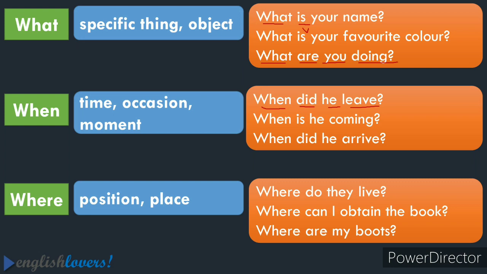The structure is WH question word, auxiliary: do is the auxiliary, they is the subject, and live is the main verb. Here the structure is where is the WH question word, can is the modal verb, I is the subject, and here obtain is the main verb. So this is the structure.